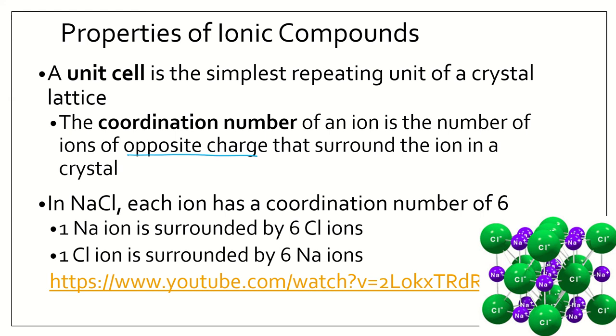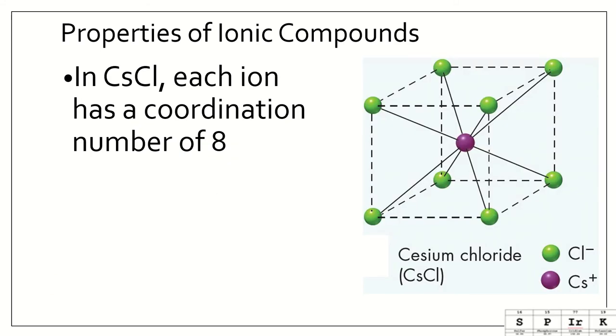So in NaCl, each ion has a coordination number of 6. One sodium ion is surrounded by 6 chlorines. So if we look here, we have our 1 sodium, and it's touching 1, 2, 3, 4, 5, 6 chlorines. And if we were to keep building this structure, the chlorine would be touching 6 sodium ions. And we will look at better graphics of this, as you can see here with the link, in class.